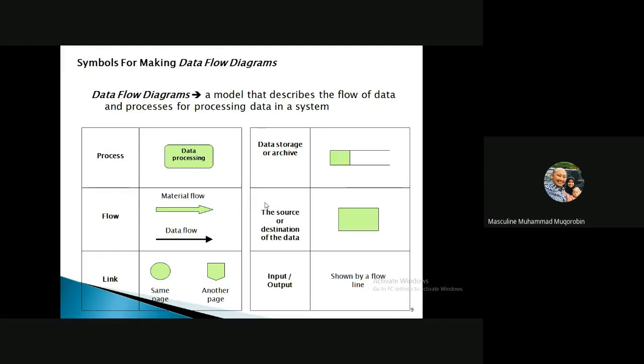Data storage or archive hold information for later use, like a file of documents that's waiting to be processed. The source or destination of the data explain how the data source came from and how the data to be aimed for. Input or output explain the direction of the data flow shown by a flow line.